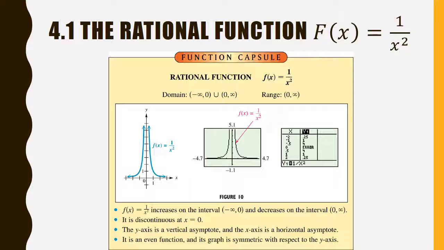It's increasing from negative infinity to 0 and decreasing from 0 to infinity. It is discontinuous at x equals 0. The y-axis is a vertical asymptote and the x-axis is a horizontal asymptote. This function is even, which means it's reflected across the y-axis.